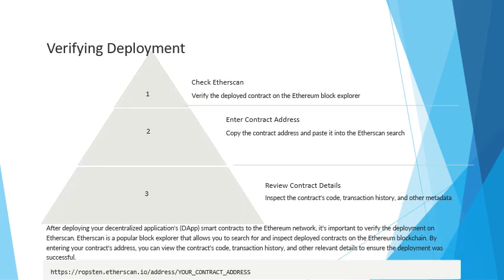To verify deployment, we first check Etherscan. This verifies the deployed contract on the Ethereum Block Explorer. We then enter the contract address. We copy the contract address and paste it into the Etherscan search. Then we shall review the contract details. We inspect the contract's code, transaction history, and other metadata.